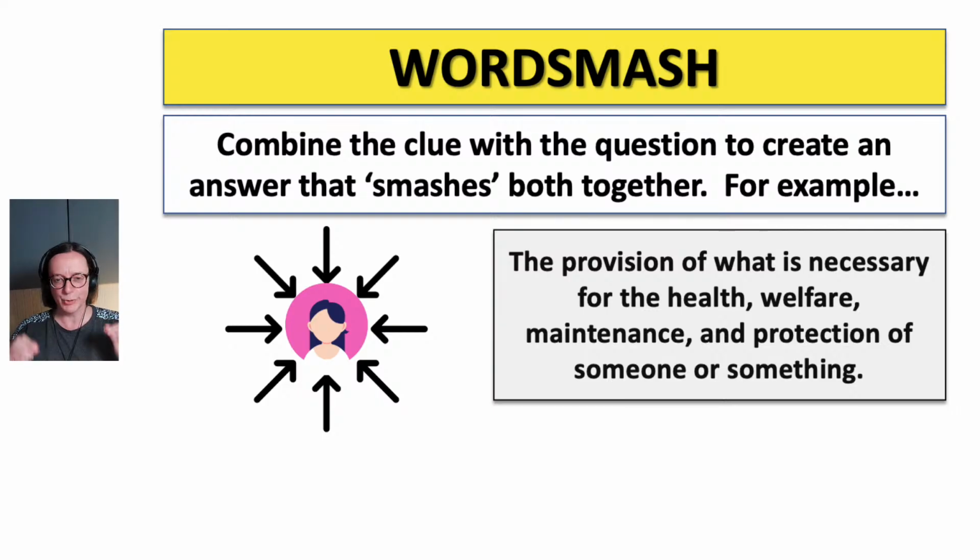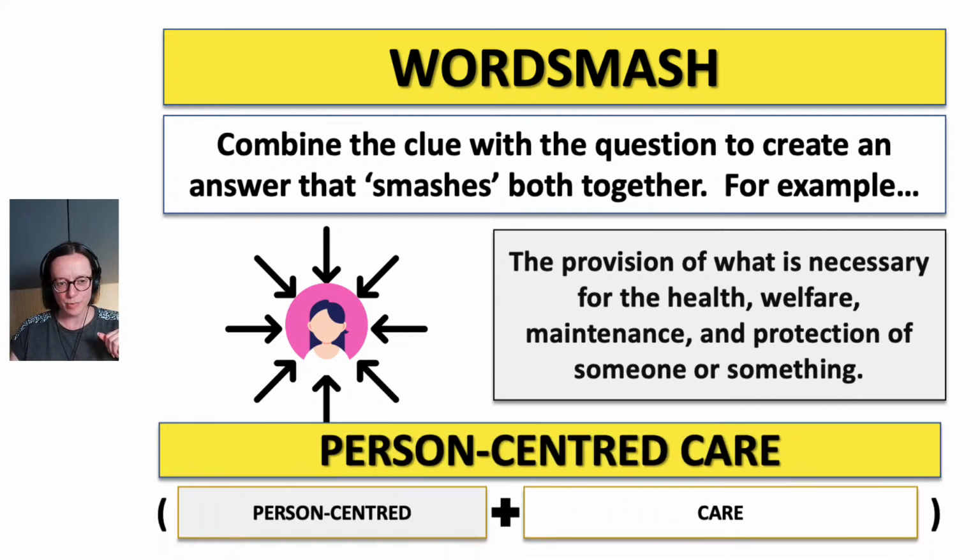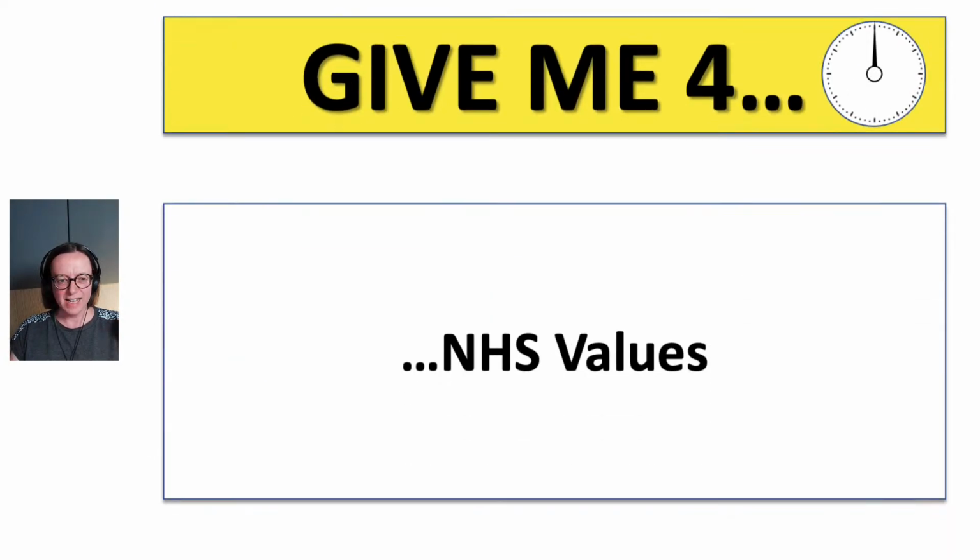You either get these or you don't get them. Okay, someone straight away said person-centred care. Brilliant. Your brain obviously works in the same way as mine does. Well done. Okay, so linked to person-centred care, can you give me 4 or more NHS values? Off you go.